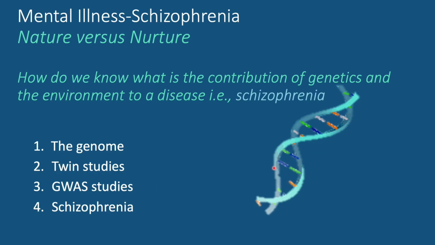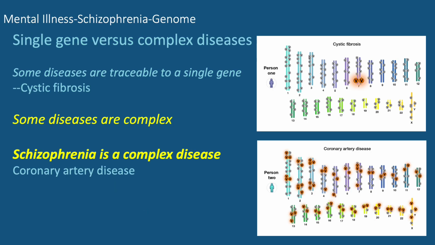Now, how do we know what is the contribution of genetics versus the contribution of the environment to a certain disease? A disease such as schizophrenia. In order to try to answer these questions, we are going to look briefly at the genome, at the importance of twin studies, at the importance of genome-wide association studies, and we are going to tailor these topics to schizophrenia. Before we start, we are going to try to understand whether schizophrenia is a complex or a single gene disease.